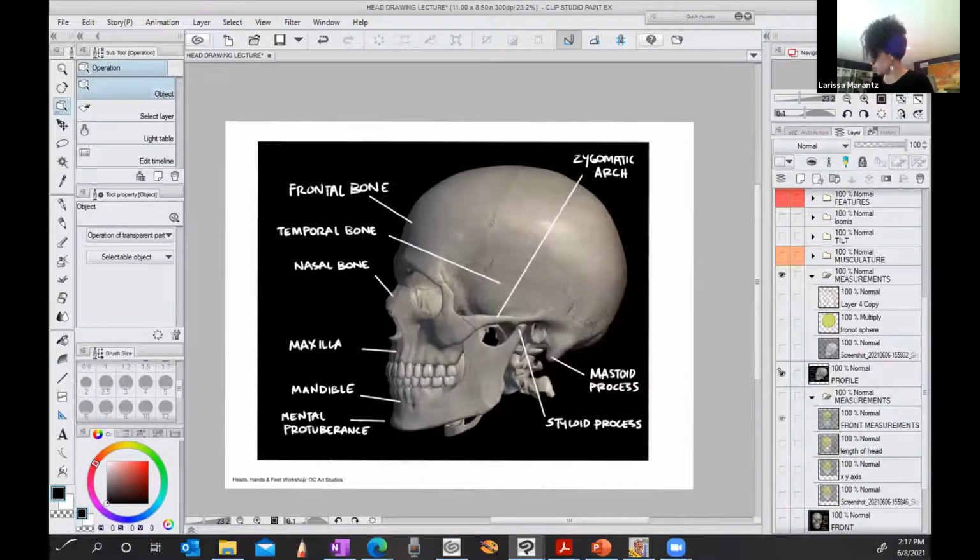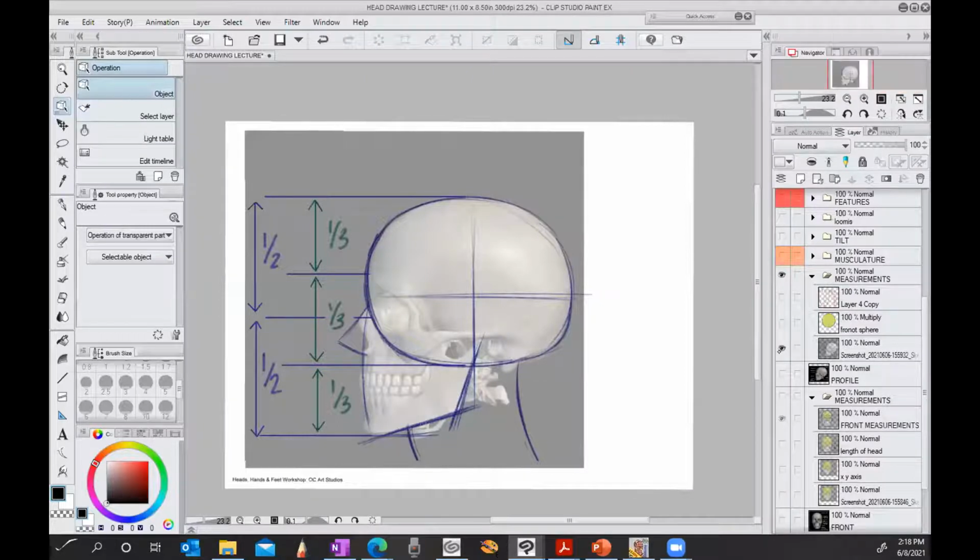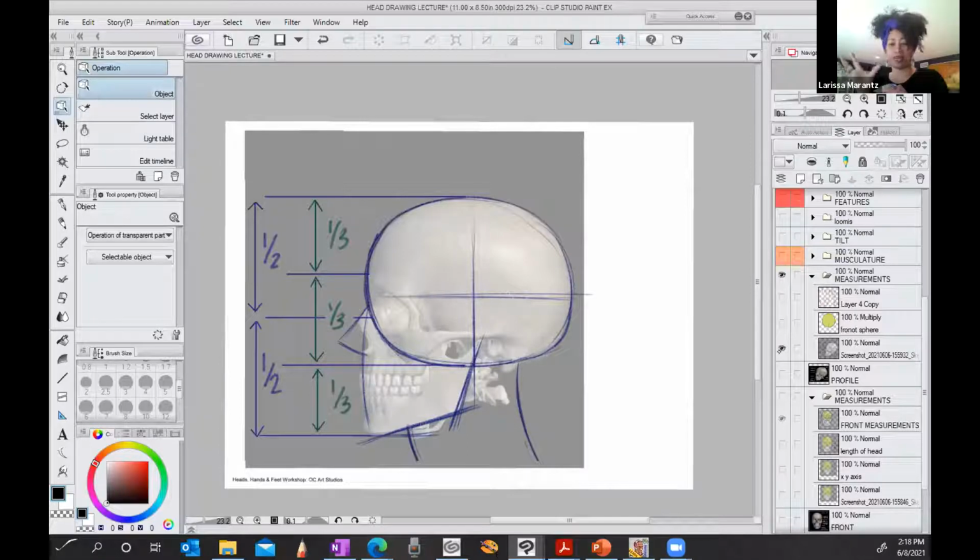So now we're going to look at the measurements for the side of the head. Now, Sarah Steinberg said, I need help, 911 on the profile. I know a lot of people have problems with the profile, and the problem is the lack of mass in the back of the head. I always say the brain space. You need that brain space in the back of the head. How do you figure out how big that is?